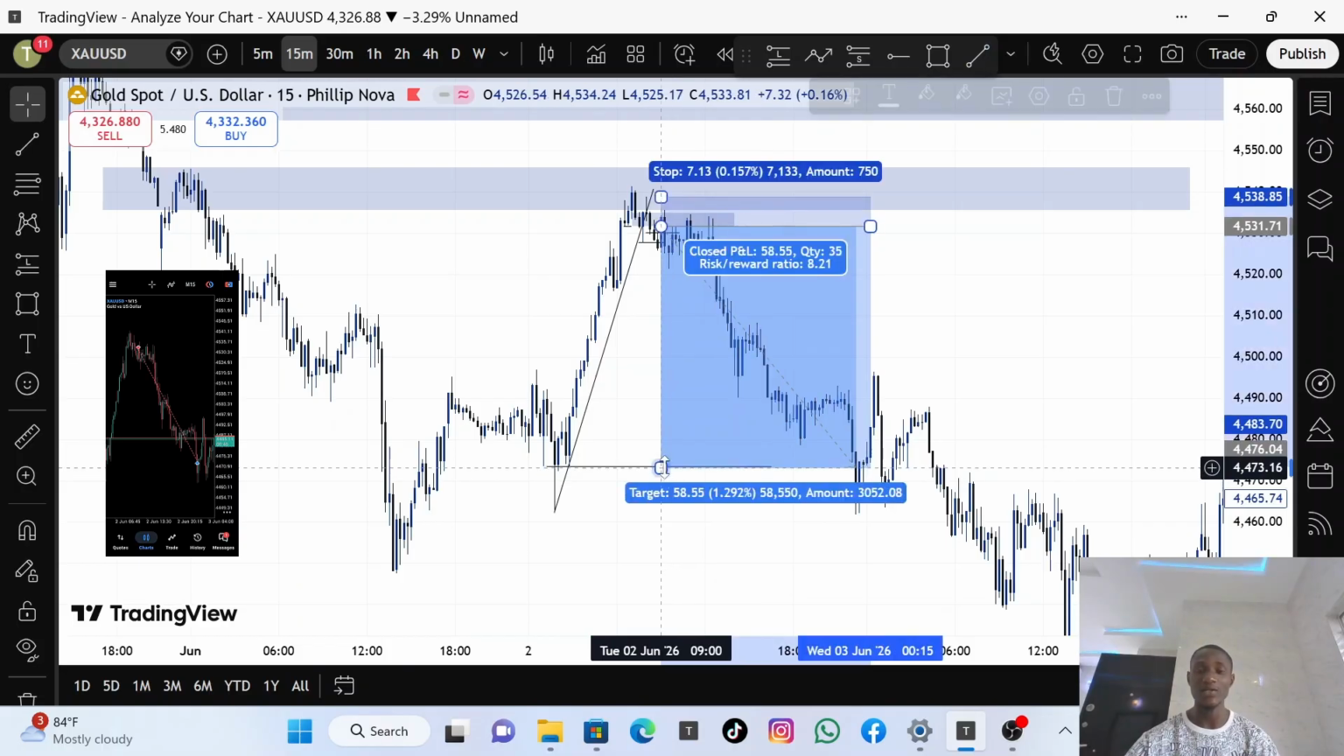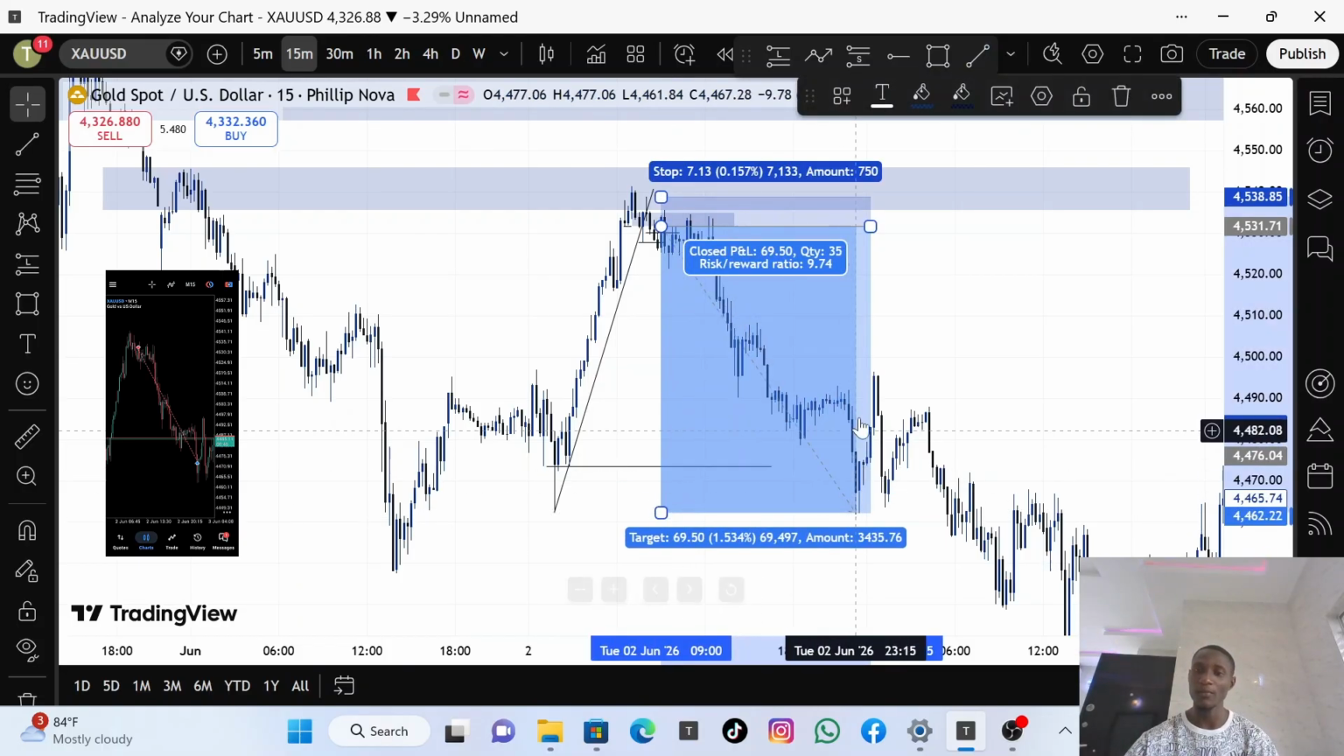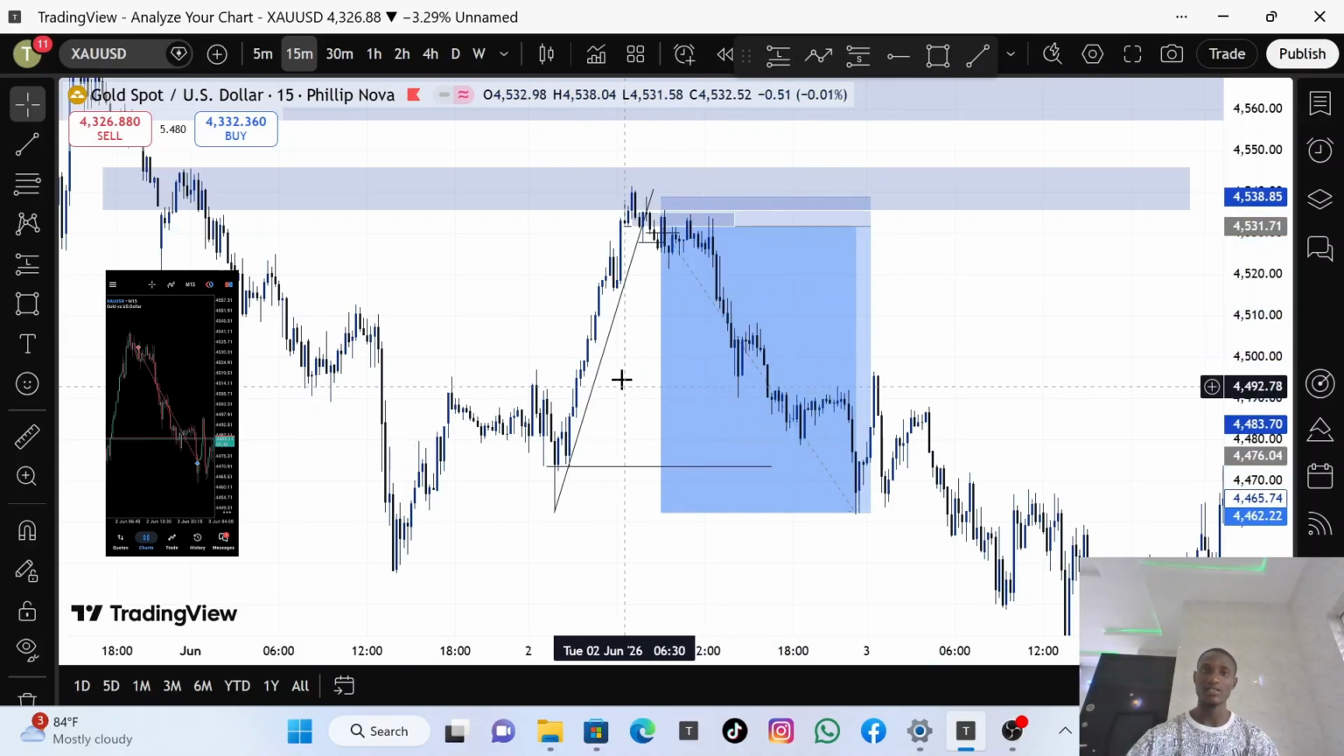But as you can see, eventually the market still hit the overall take profit before pulling back a little bit. So I targeted the trend line liquidity and used it as my take profit. That's how I was able to catch this sell on XAUUSD.